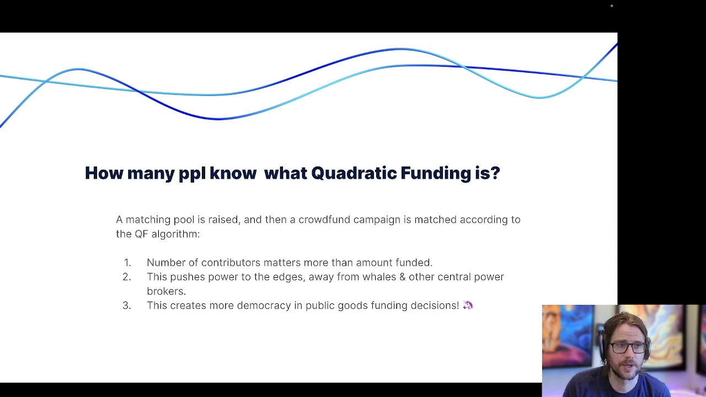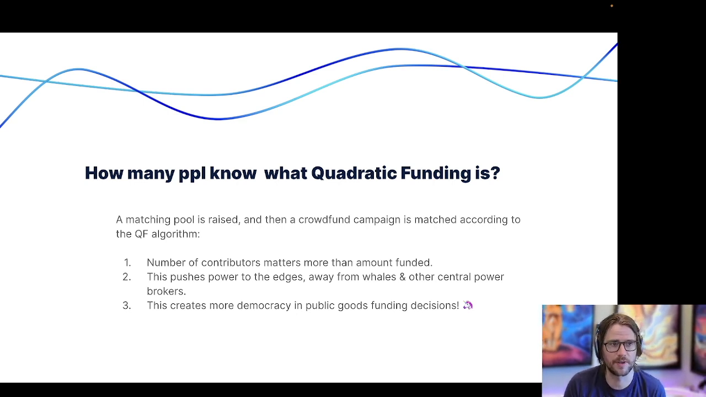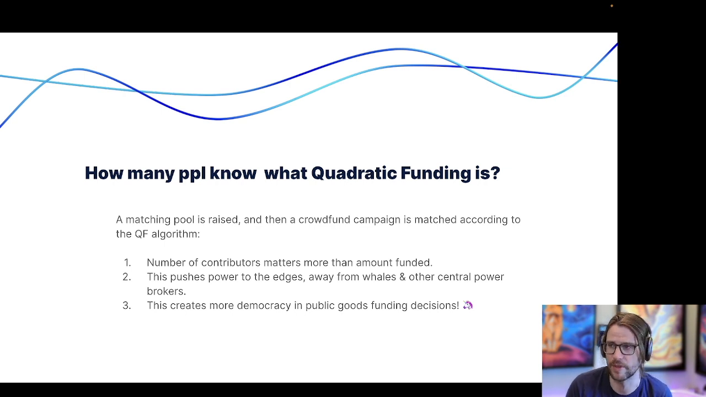So when I was giving this talk live, I asked how many people know what quadratic funding is just by show of hands, and about 2/3 of the audience raised their hands. Basically, with quadratic funding, a matching pool is raised. On Gitcoin, typically it's been between $1 million and $3 million, and then a crowdfunding campaign is matched according to the QF algorithm. And basically, the crowdfunding campaign is matched by the matching pool, but the number of contributors matters more than the amount funded.